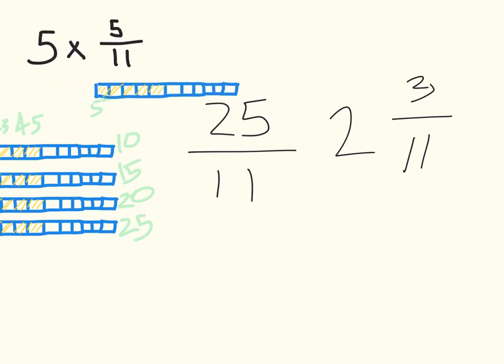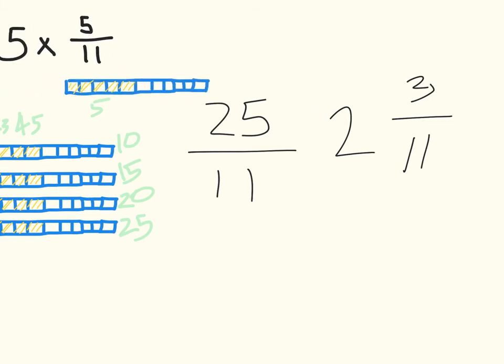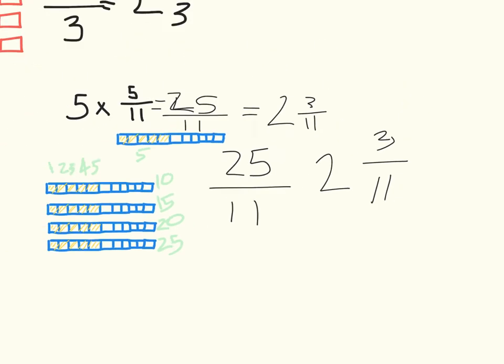So let's bring my question back over here. 5 times 5/11ths equals, where's my pen? It equals 25 11ths, and that in its simplest form is 2 wholes and 3 11ths. Okay, let's see if you can have a go at doing your own one on your whiteboards.